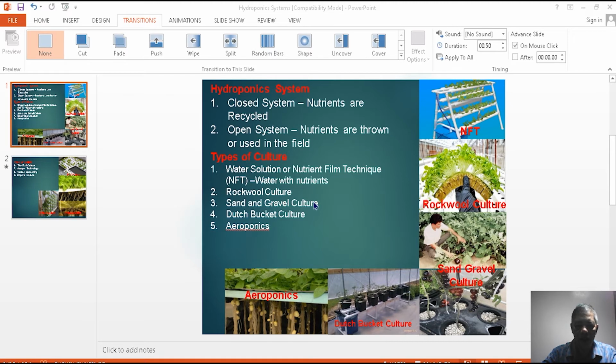Then sand and gravel. This is a typical example. You are using gravel as your medium, but of course, we cannot escape using water with nutrients, balanced nutrients. When I tested this system in 1991, when I was still a school teacher, I became successful in eggplant, tomato, and cucumber, utilizing the sand and gravel culture.